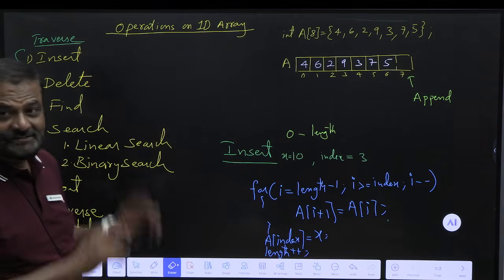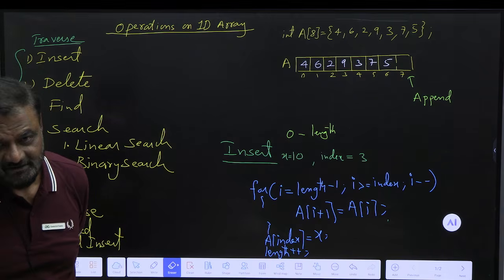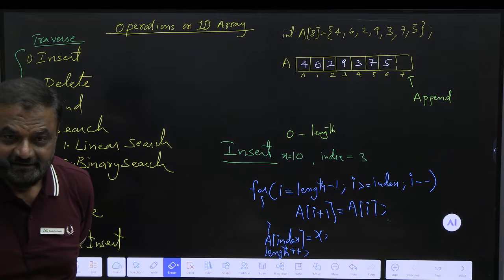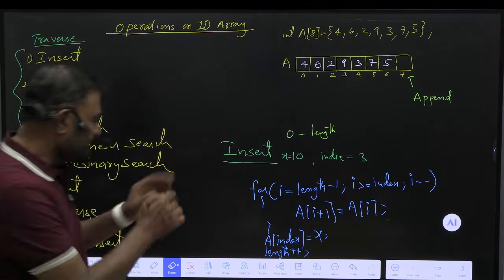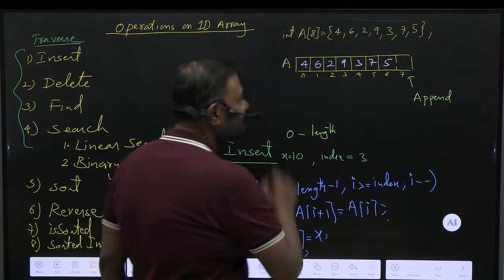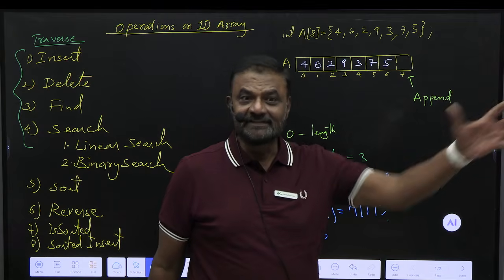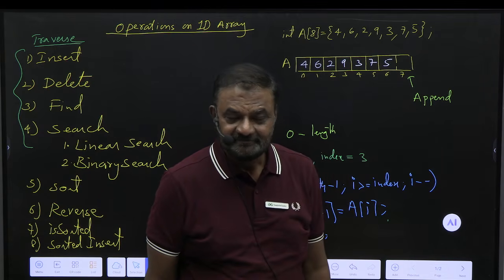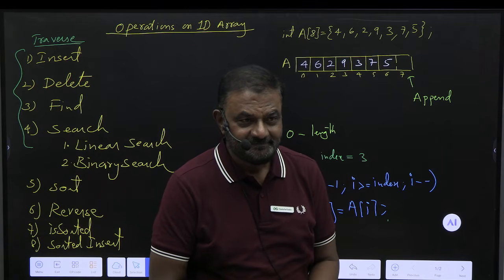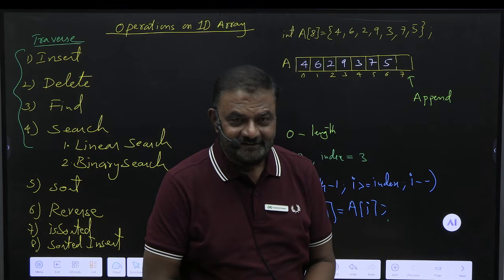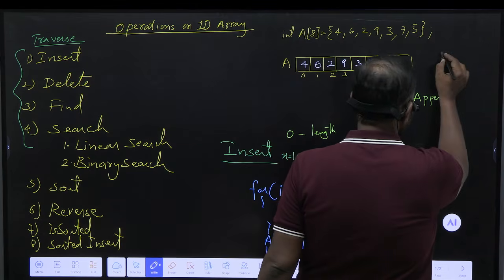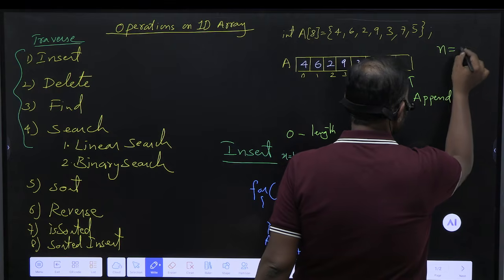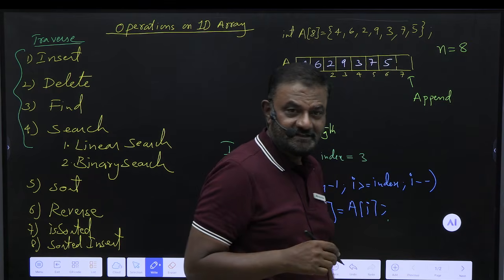What is the size of the array? 8. How many elements you have? Both are same? No. Now tell me what I should call this size of the array. No, variable name. I want to declare the length of an array in some variable. Shall I call it as n equal to 8? What I should call it as?